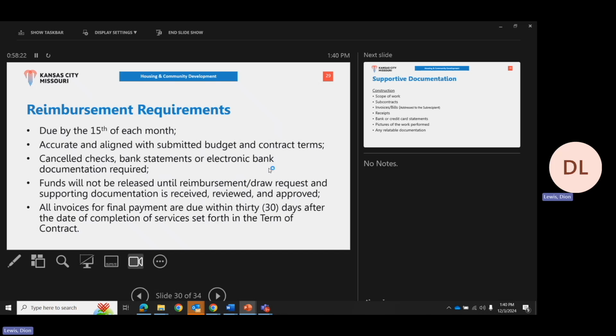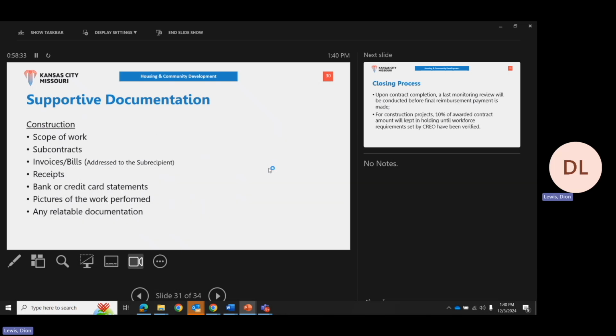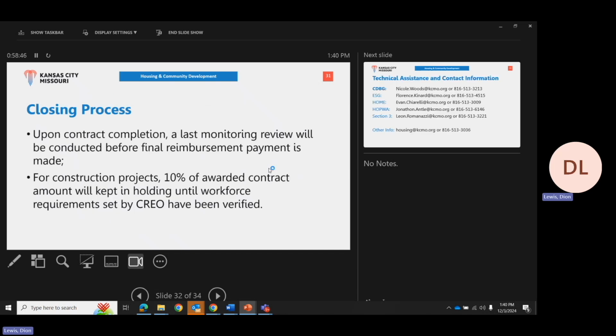All right. Anyway, again, make sure it's accurate. Cancelled checks. Funds will not be released until reimbursements are approved. All invoices for final payments are due within 30 days of the date of completion of the service set forth in the terms of the contract. Supportive documents, again: scope of work, subcontracts, invoices, receipts, bank and credit card statements, pictures of the work performed, any relatable documentation. Closing process. Again, you may be done with your project, but you ain't closed out.